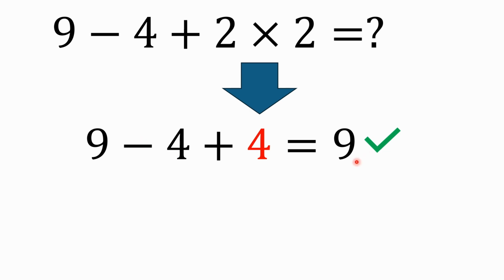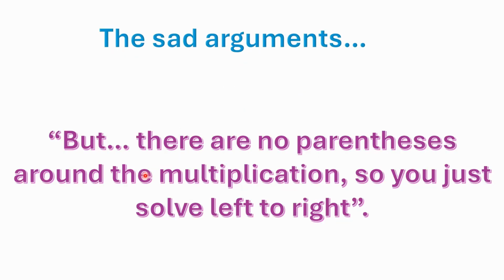And I see a lot of people that will answer this problem and say it's 18, because what are they doing? They're taking 9 minus 4, getting 5. 5 plus 2 is 7. Then they're multiplying by 2 and getting 14, which is incorrect because they're blindly solving left to right, and they're doing the addition and subtraction before the multiplication, and that's never been correct.